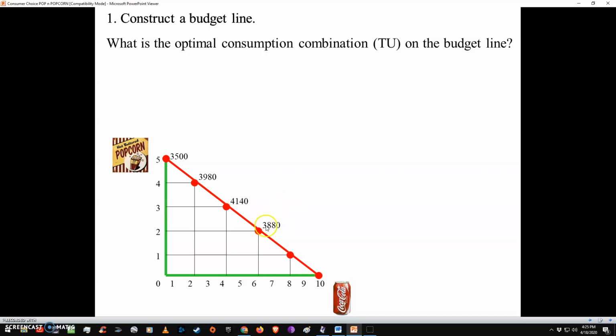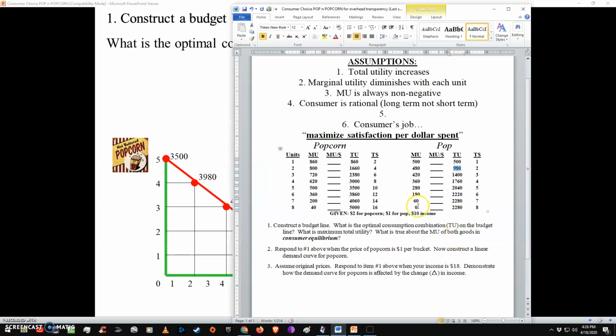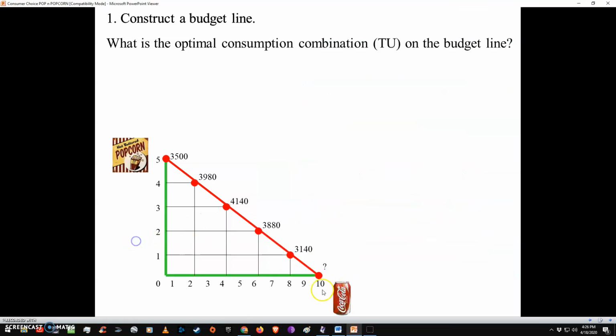Oh, what happened? It's getting smaller. In fact, that's even smaller. And what's this one? Don't know. Why? Because we don't have data. We only go up to 8. 9 and 10 we don't have here, so we cannot determine, let alone, we don't know what the pop will do for us.